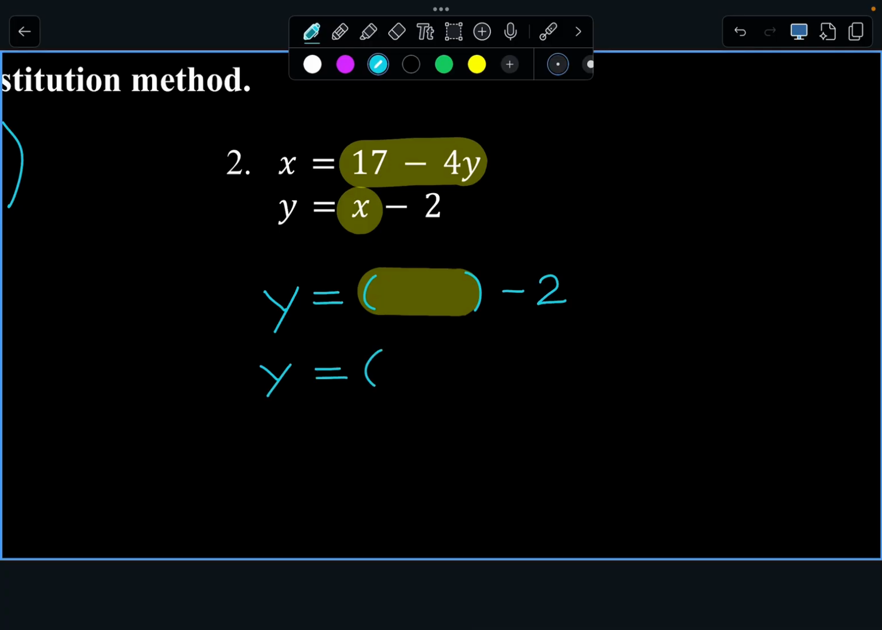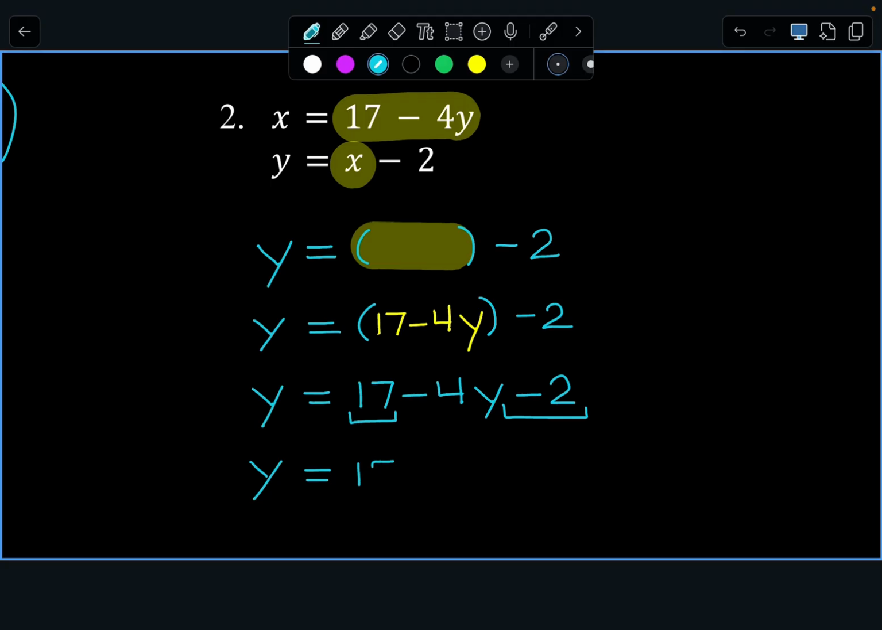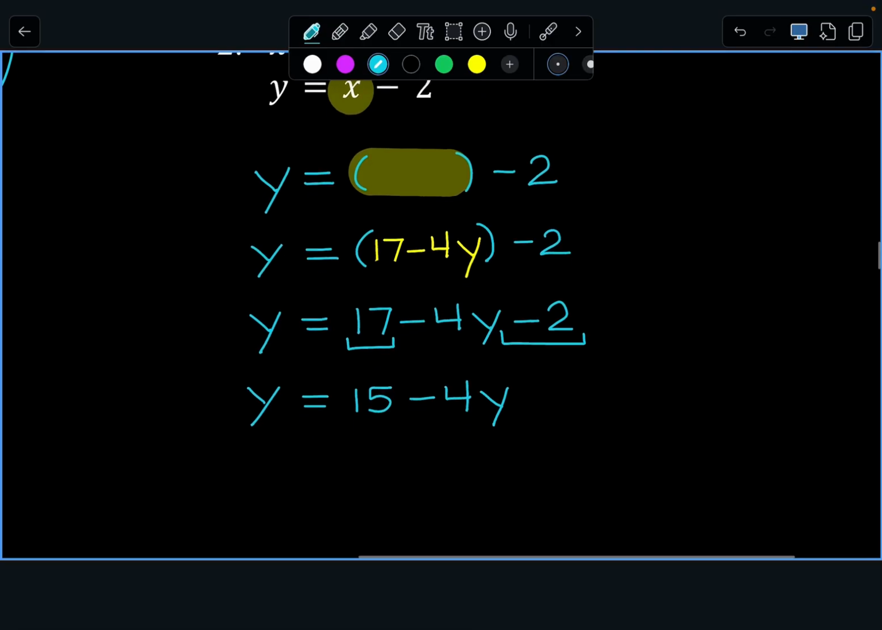So y equals the expression for x, which is 17 minus 4y, and then we have that minus 2. Here, there's nothing to distribute, so we can simply combine like terms. So 17 minus 4y minus 2, we can combine the 17 and the minus 2. y equals 15 minus 4y.